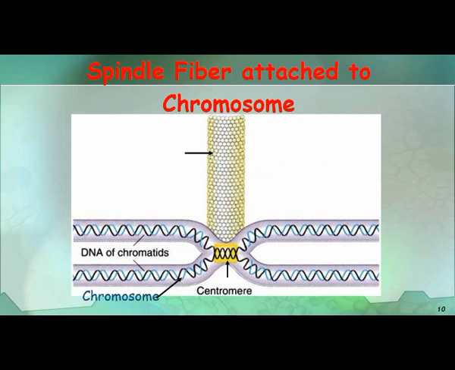So this is the chromosome. Now these are the sister chromatids. Inside the chromosome, these are the DNA of chromatids. This is the centromere where the two sister chromatids join with each other. And this is the kinetochore fiber which helps the chromosome to attach to the spindle fibers.